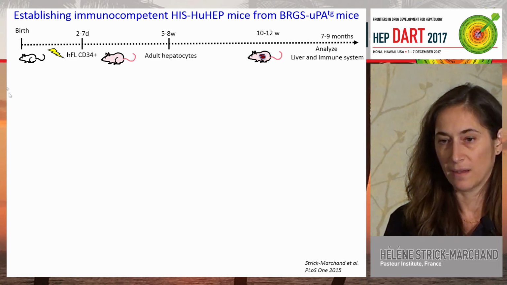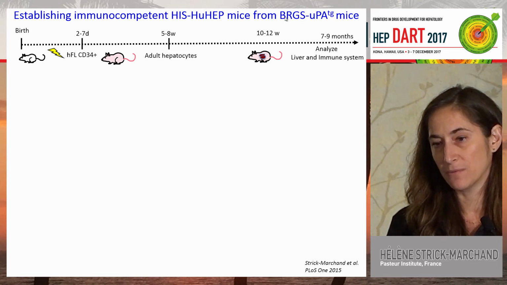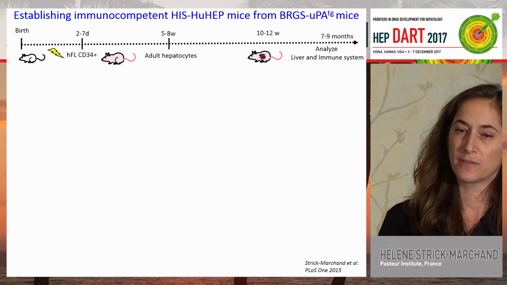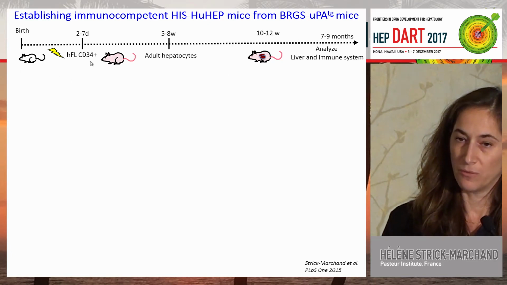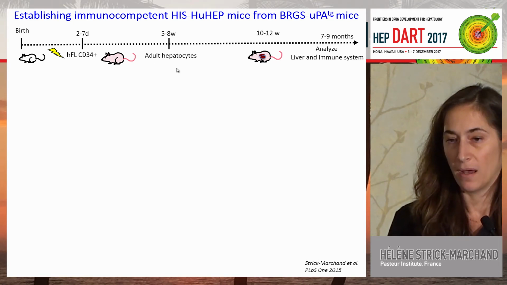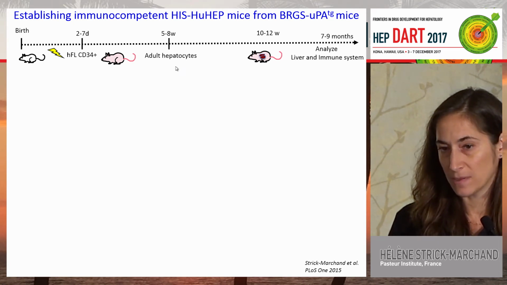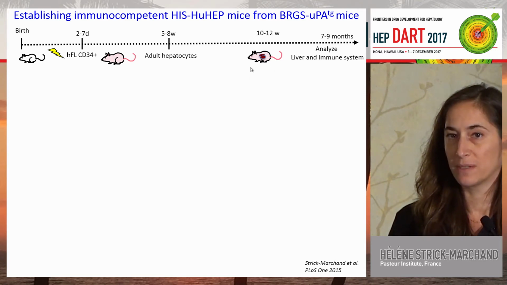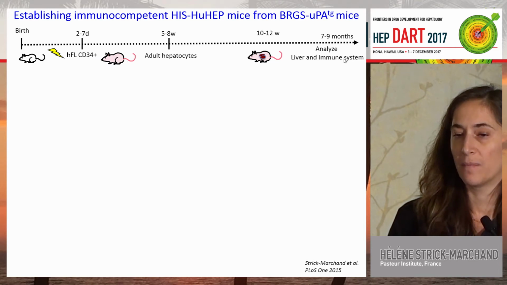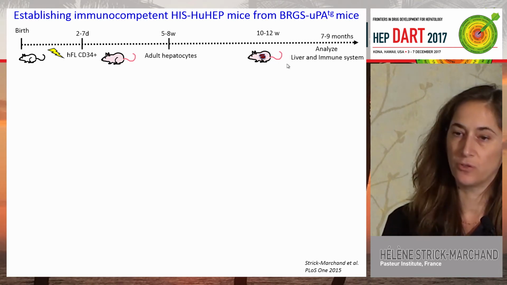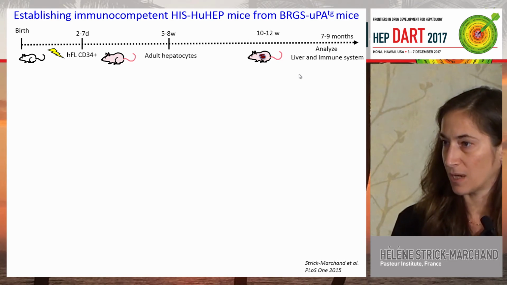So we inject these BALB/c Rag gamma SIRP alpha uPA transgenic animals, first at birth with these human fetal liver CD34 positive cells, and then we go back after about 8 weeks with adult hepatocytes, and these are HLA mismatched. And then at about 10 to 12 weeks, we're analyzing the blood, the immune system with FACS with CD45, as I showed you, and the human albumin to look at liver chimerism.